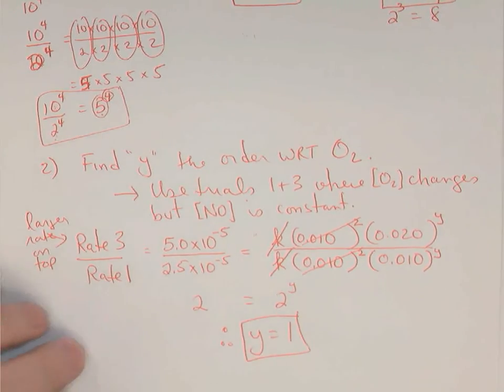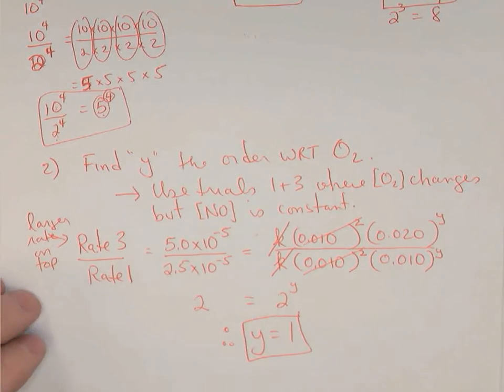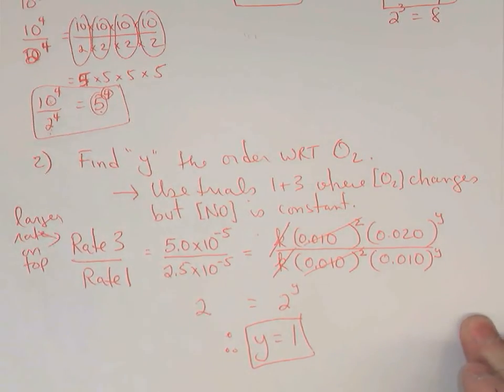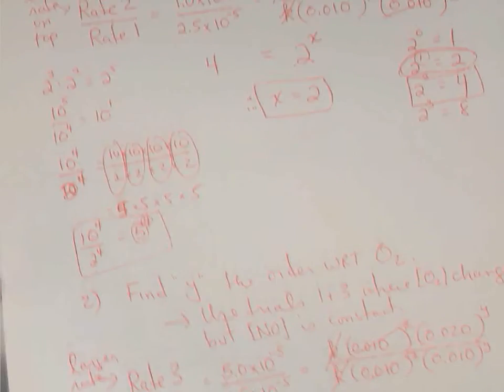Okay, we've just determined the order with respect to NO. We found that it was a 2, so NO is second order, and the O2's order is a 1, so the oxygen is first order. That was part A of the question.